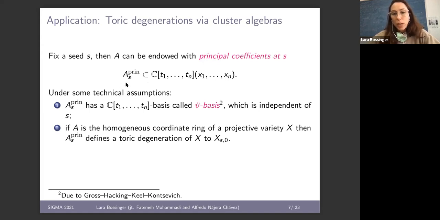But yeah, just the idea is that this A_s prime is also a cluster algebra that is constructed from data very similar to the one that we use for the cluster algebra A. So at every seed of A, we will introduce an extra layer of variables, these t1 to tn, that we will not use for mutation.